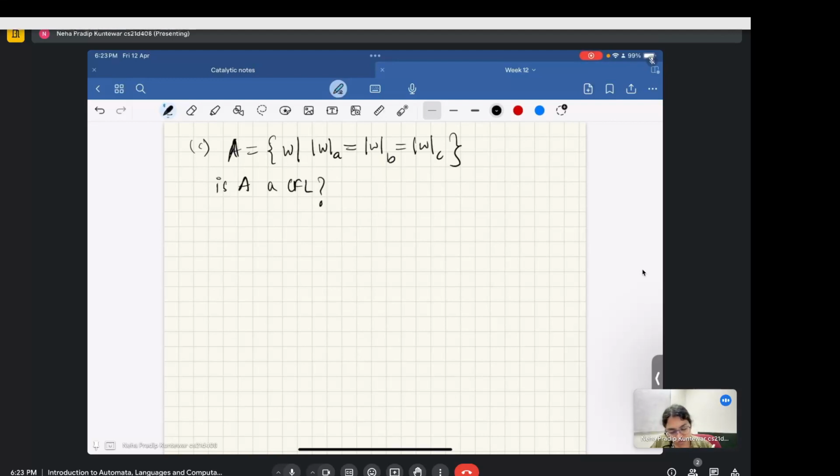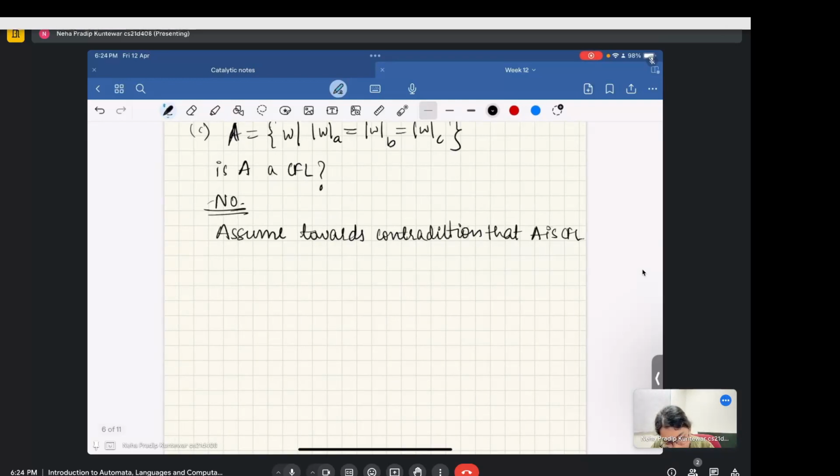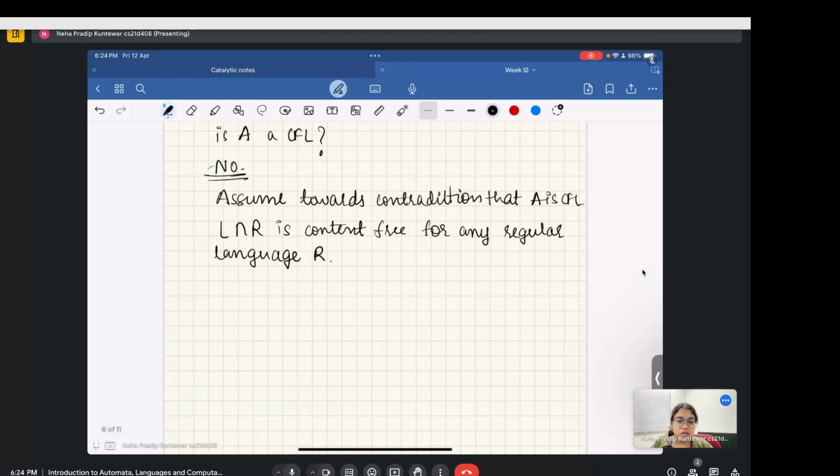Okay, so let's see how to show this. We will show that the answer is no, this is not context free. Assume towards contradiction that A is context free. Then what do we know? We know that L intersection R is context free for any regular language R. This is something that we know.